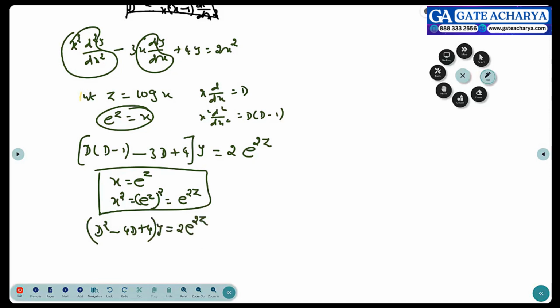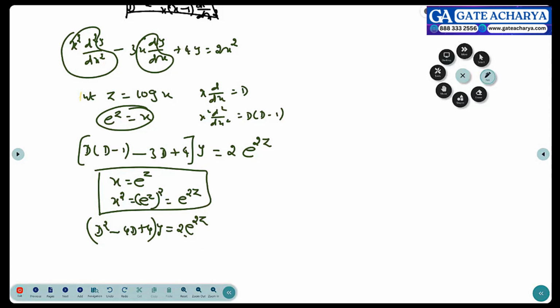Now it is a higher order linear differential equation with constant coefficients, the previous form. Everything earlier was variable coefficients. We convert these variable coefficients to constant coefficients this way. By these assumptions, we get a higher order linear differential equation with constant coefficients, of the second type, e power 2z exponential form.